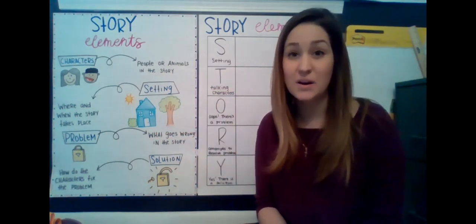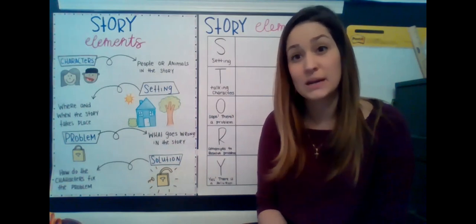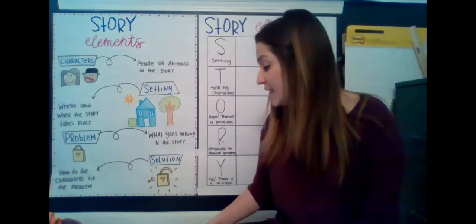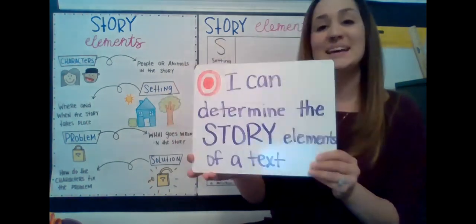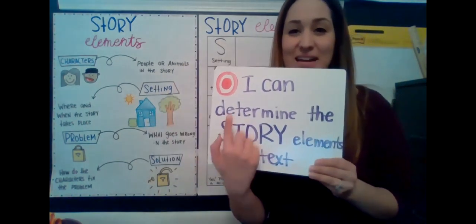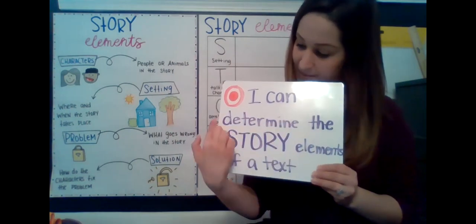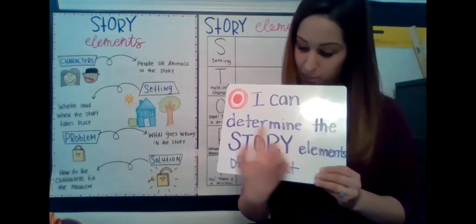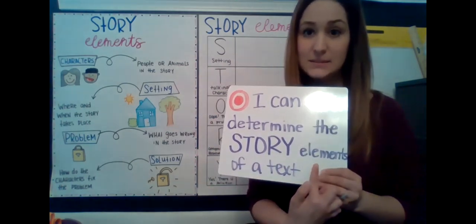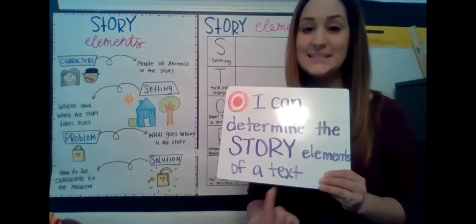So we are going to talk about our story elements today while we read Officer Buckle and Gloria. And our target, I'm sure you've already guessed, is this. I'll read, then you read. I can determine the story elements of a text.